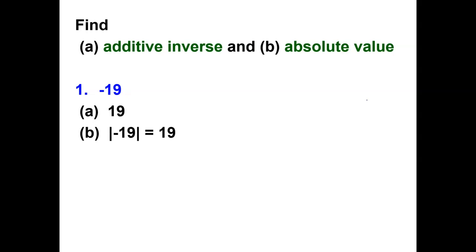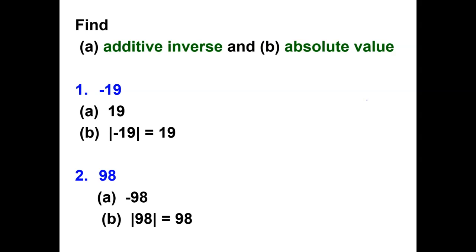Let's try one more example. 98. First thing, what's the additive inverse? Meaning the opposite of 98, that will equal negative 98. The absolute value of 98, meaning the distance between 0 and 98, is obviously positive 98.